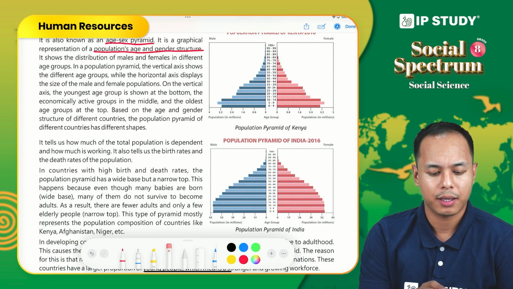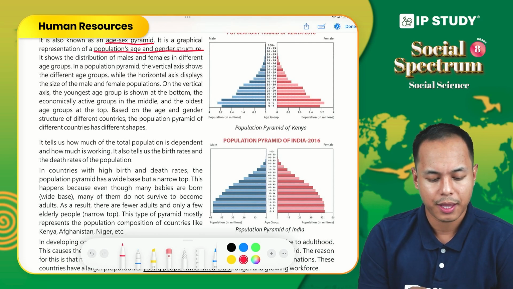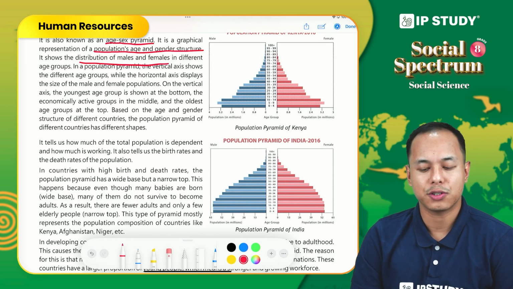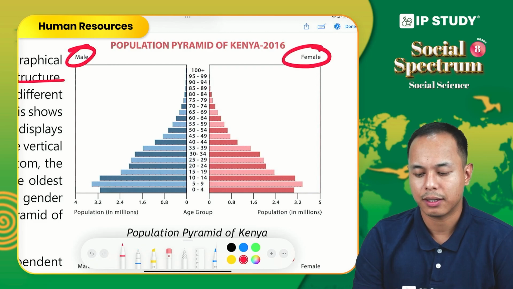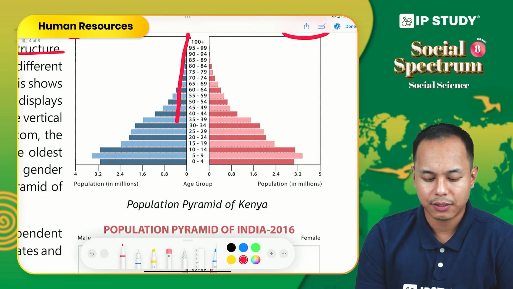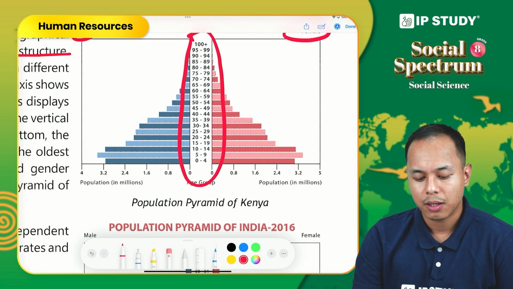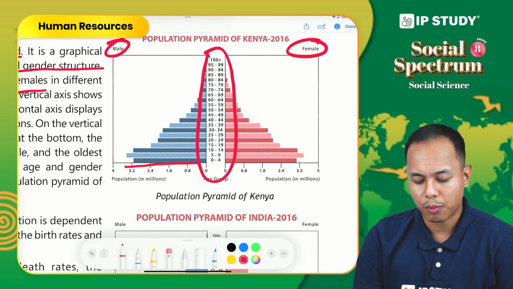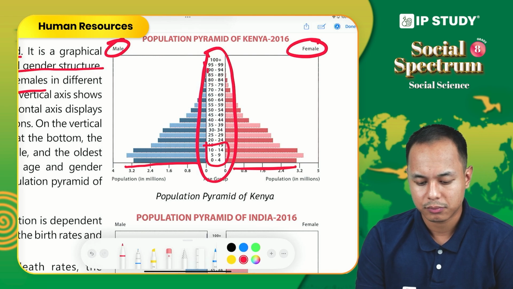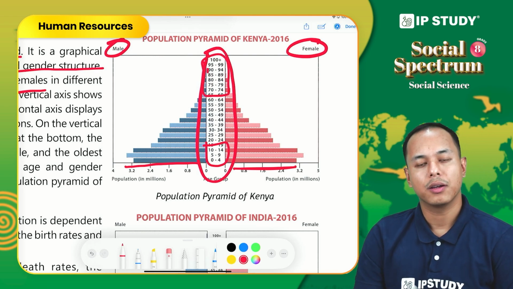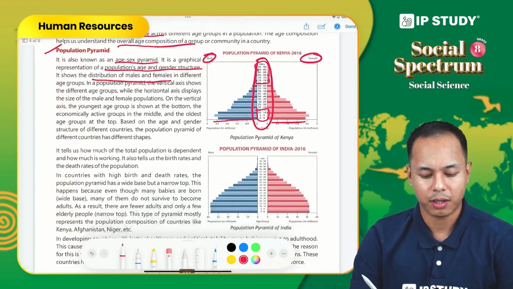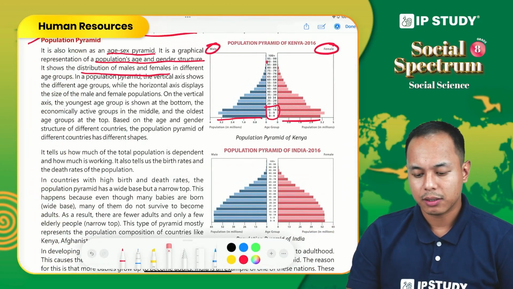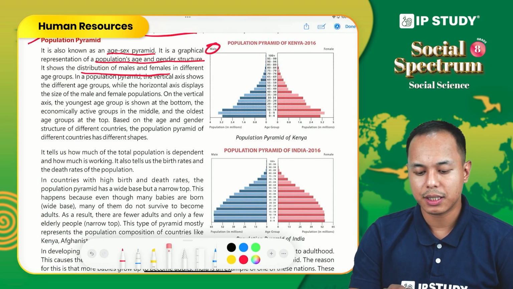It shows the distribution of males and females in different age groups. Left side male, right side female, and these are the different age groups, and you see the distribution of population in different age groups. So the population pyramid is a graphical representation. Now let us see this graphical representation in detail.